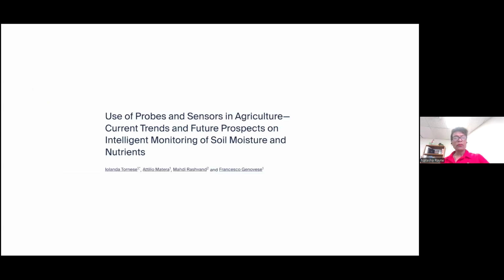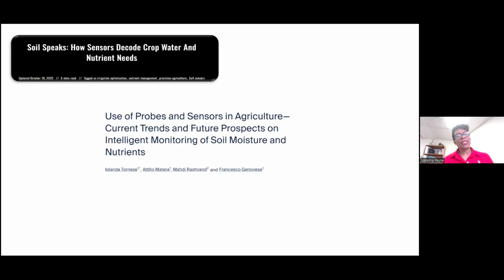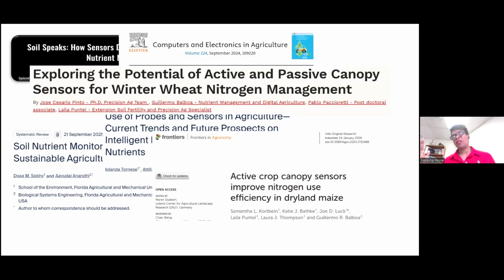So that's that. When we look at sensor technology, it's been around for a while, especially with the active sensors. I looked through the literature.